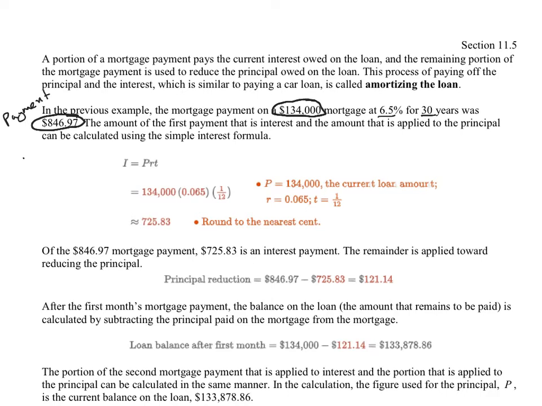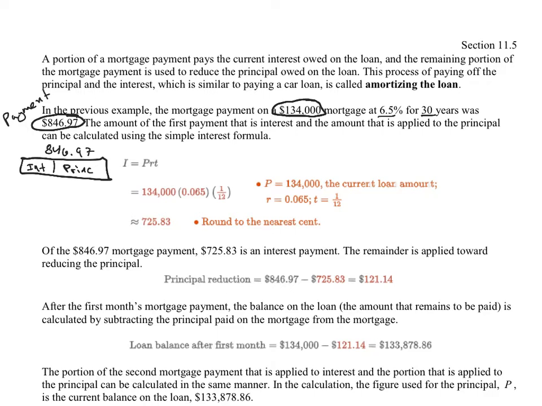So the idea is, of this total amount, this $846.97, some portion of it is going to go towards interest, some portion of it is going to go towards principal, the actual amount that you still owe on the house. And the question is, how much goes towards each? So how are we going to figure that out?